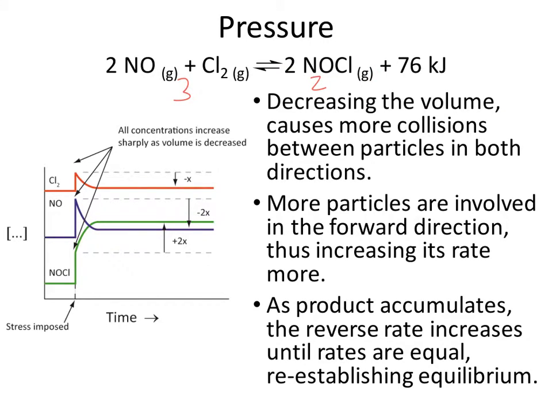Now, when we look at this, decreasing the volume essentially causes more collisions between the particles in both directions. So the forward rate and the reverse rate are also increasing.